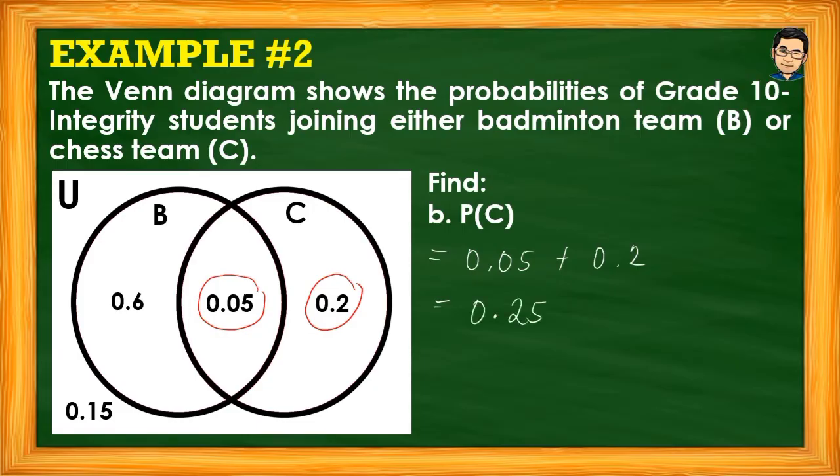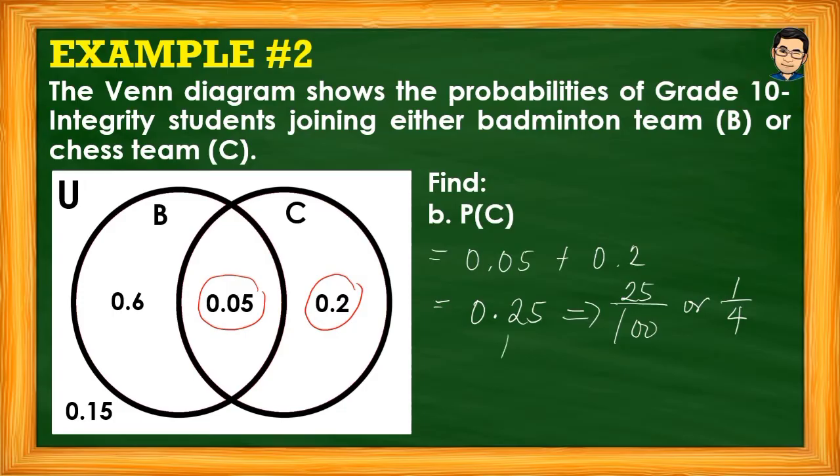Okay, so 0.25, again, pwede natin siya i-express in fraction. So that is 25 over 100, and then i-simplify natin siya, 1/4. Okay, so why 1/4? Because the greatest common factor of 25 and 100 is 25. So 25 divided by 25, that is 1. 100 divided by 25, that is 4. So 1 over 4, or 1/4.